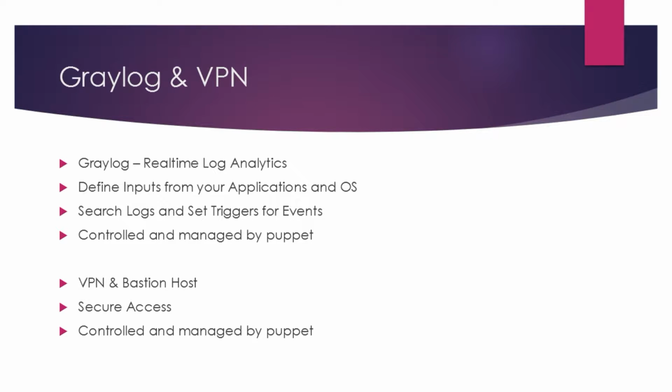We'll also be deploying a Graylog and a VPN server as part of this environment. And Graylog is a fantastic tool if you haven't used it before, providing real-time log analytics. It lets us define inputs from the applications and from operating systems, and it collates together all of that information and log data and puts it into one interface that's very easy to use, search through, and drill down to. It also lets you set events and triggers based on your logs. So if a log with a particular value comes through, perform this action or run this script. And in this instance, it's controlled and managed by Puppet.